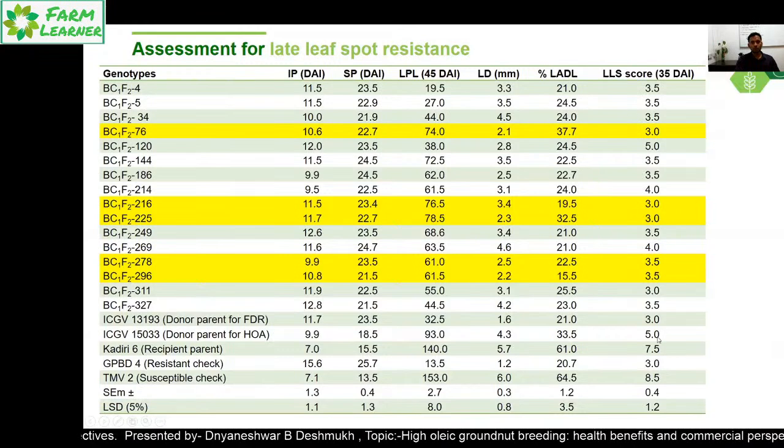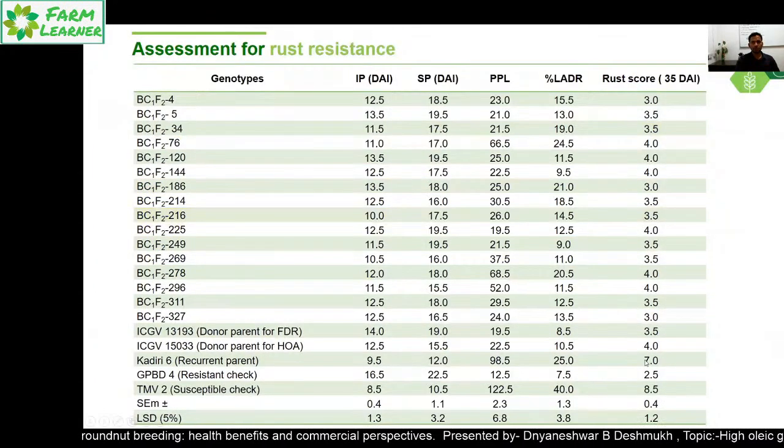So in terms of late leaf spot score, Kadiri 6, that is the recipient parent, was much higher. That means it was susceptible to the disease. Here, if you see the susceptible cultivar, that is TMV 2, that was much more susceptible. But if we look at the resistant check, that is GPBD 4, it has got a 3 score, so it has quite good resistance. So we got many lines almost on par with GPBD 4 in terms of resistance.